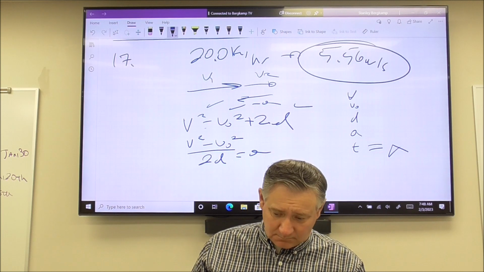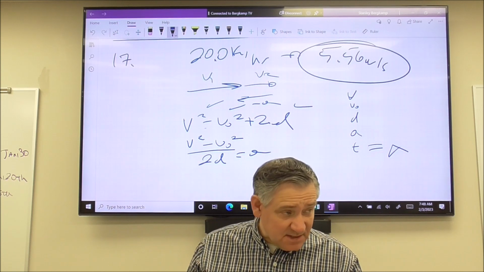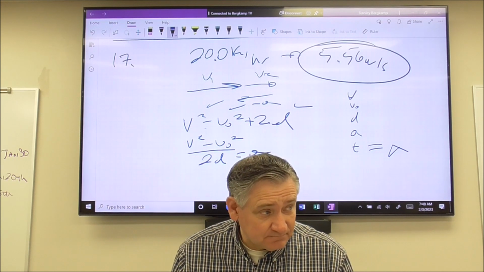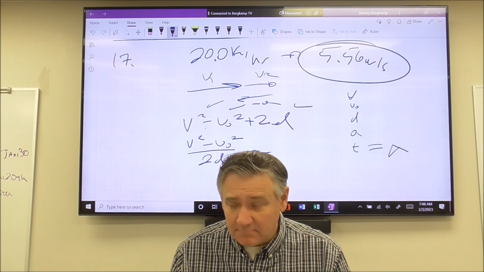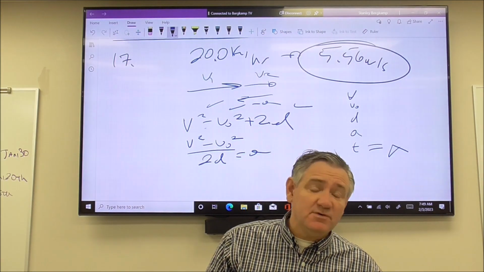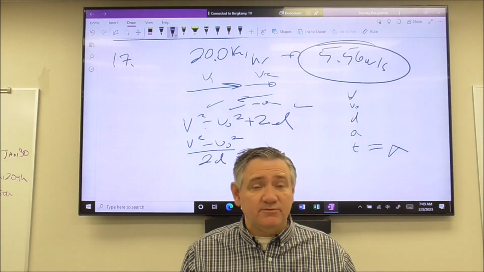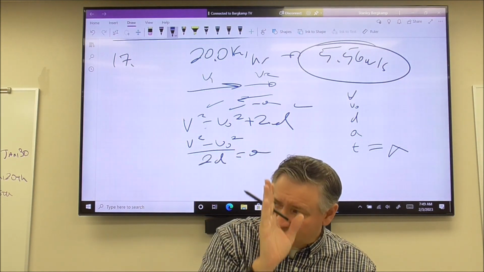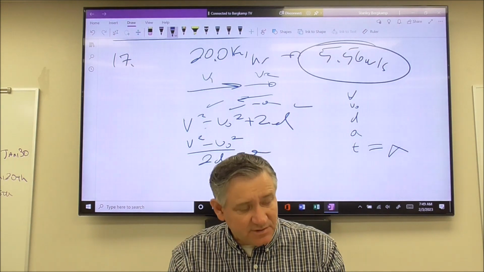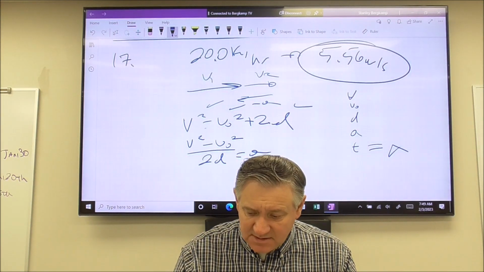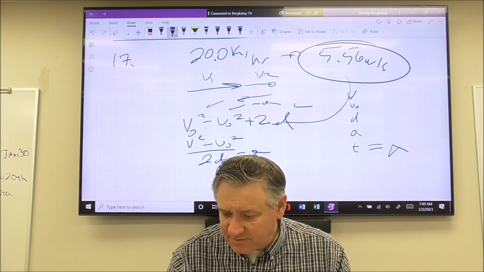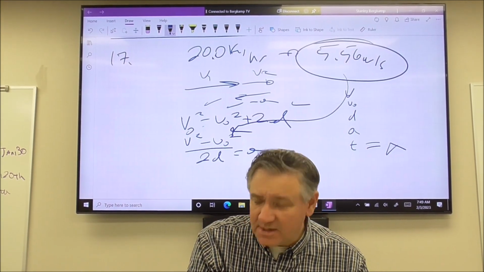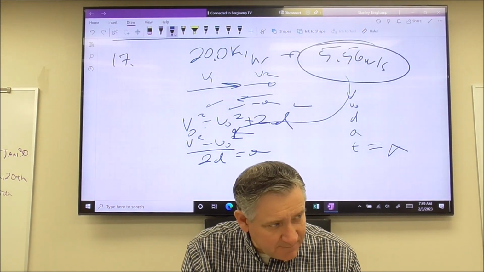Because it's stopping. And your velocity is positive or negative? It's positive. Yeah. That's why, if you end up with a positive acceleration, you've done something wrong. So this is where you have to pay attention to what's your final velocity and what's your initial velocity. My final velocity is going to be 0. My initial velocity is that 5.56. Don't forget to square it, okay? Don't forget to square it.